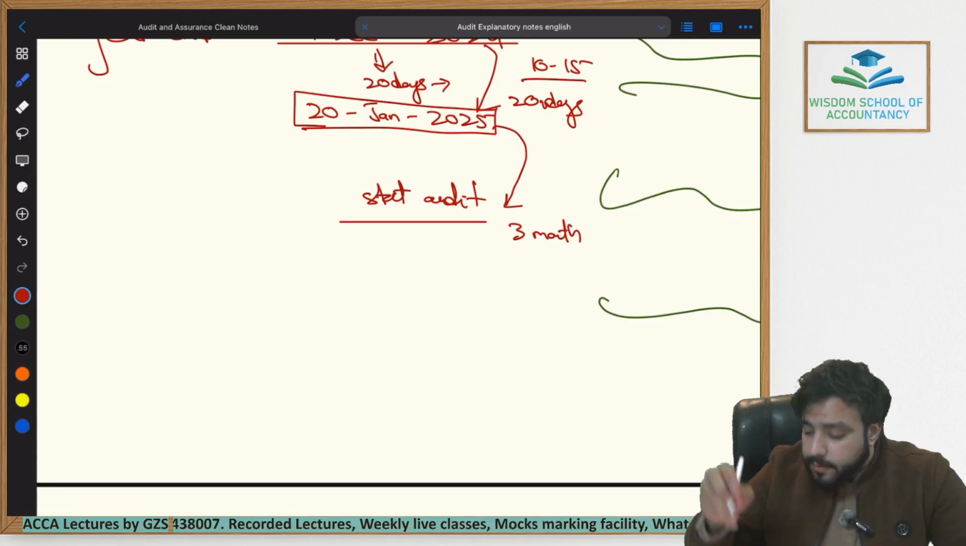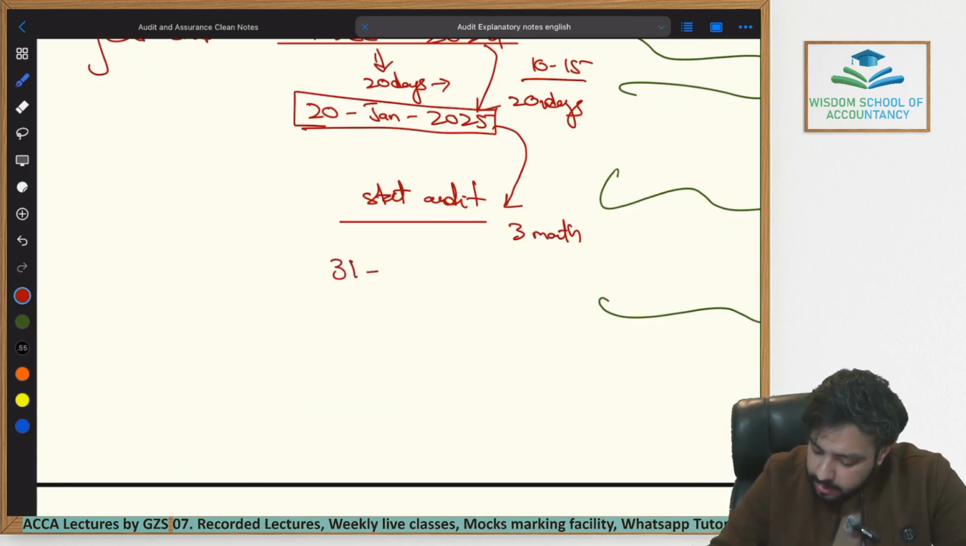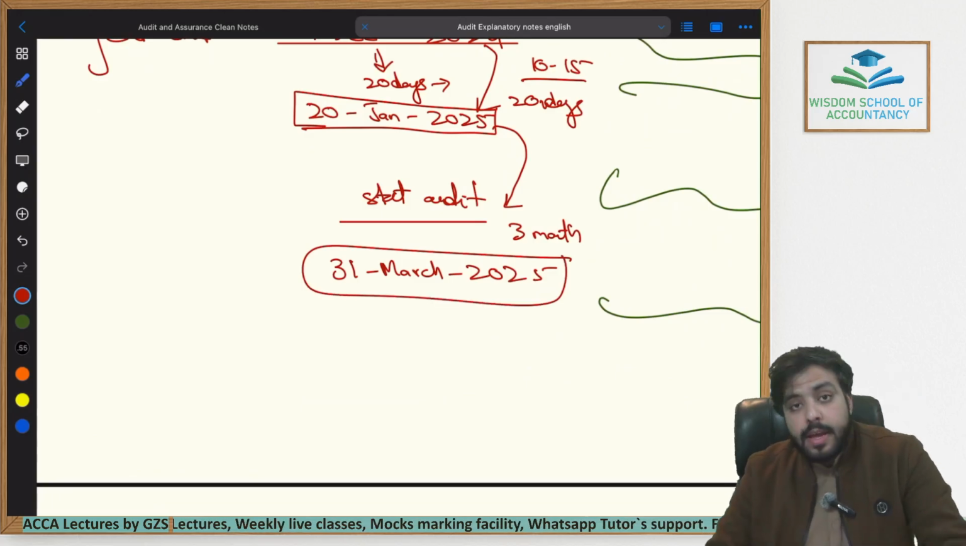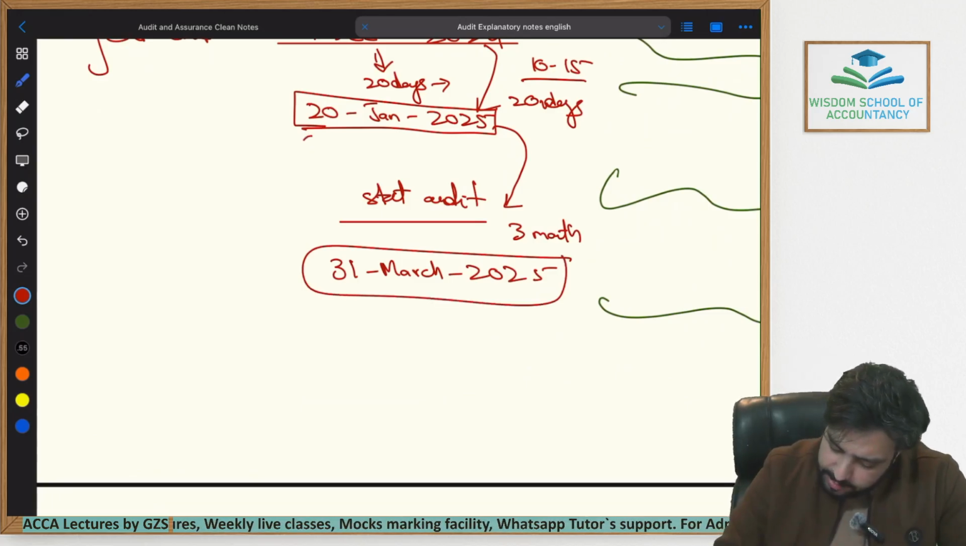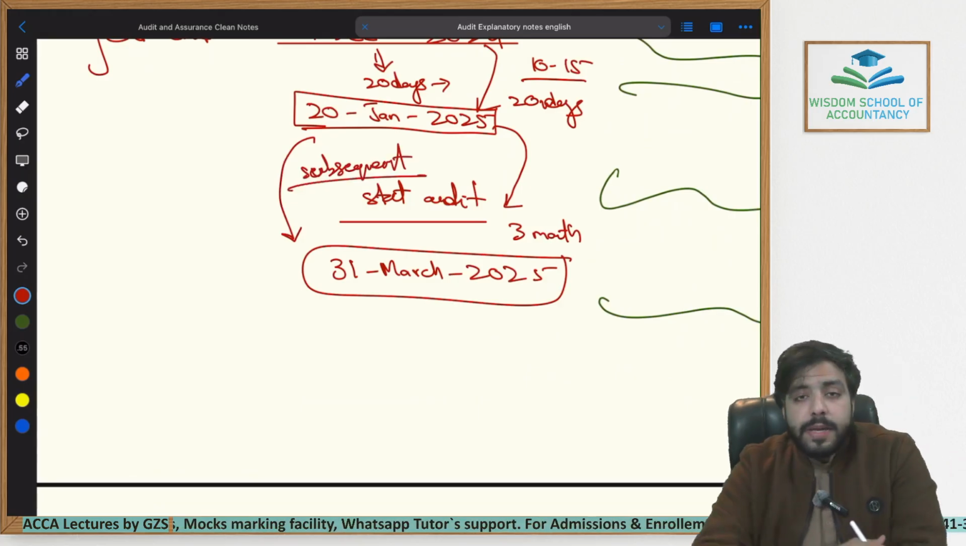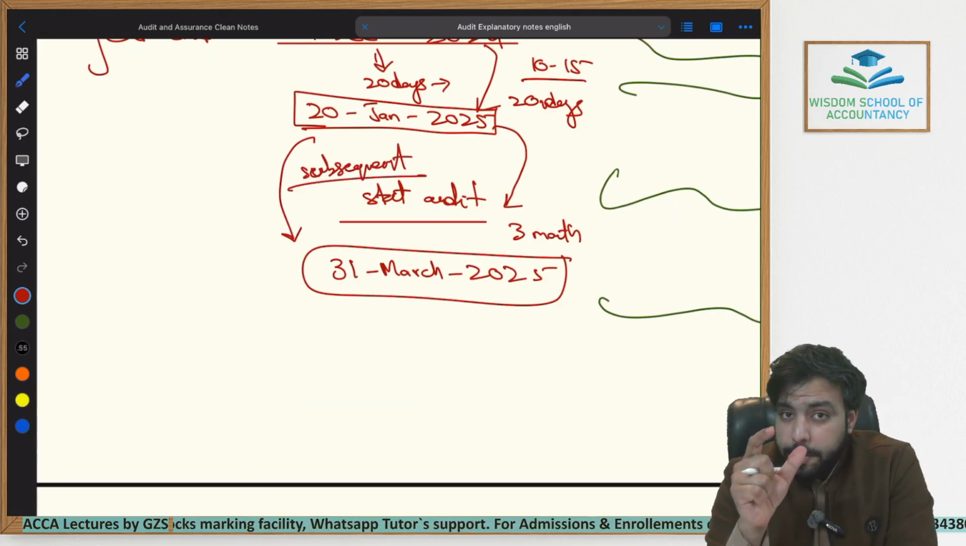This means the audit will be completed somewhere around 31st of March 2025. This period, when the financial statements have been handed over to you up till the audit is complete, is known as the subsequent period. This period is also an area from where you can obtain evidence.